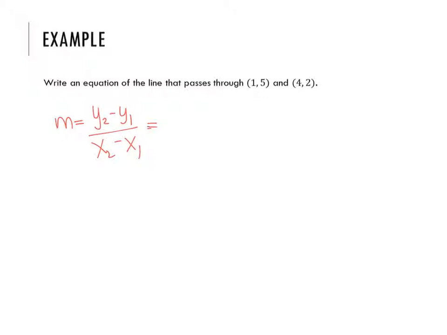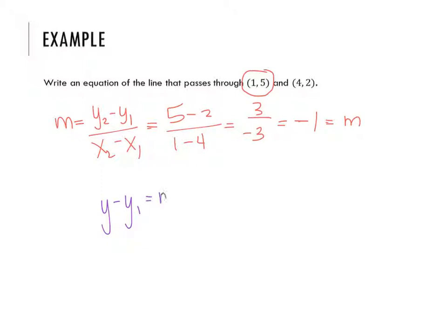I'm going to pick 5 first for my y's, so I'm going to have 5 minus 2, which means I'm going to do 1 minus 4, because you have to stick with that same ordered pair you started with. So it's going to be 3 over negative 3, which is negative 1. That's my slope.